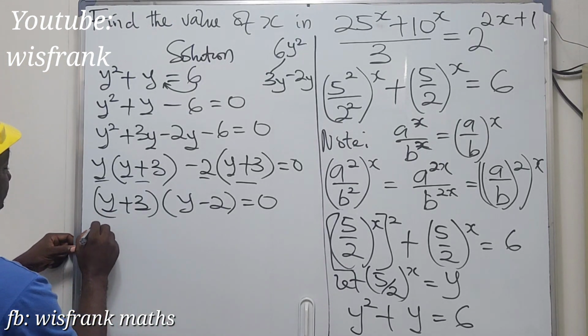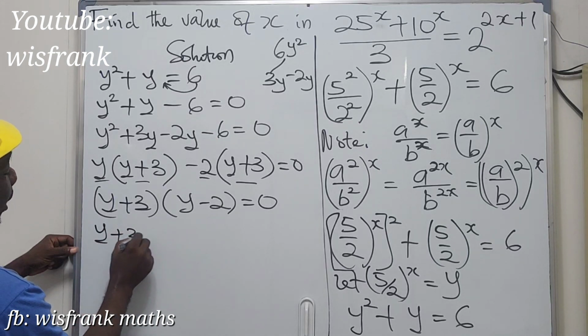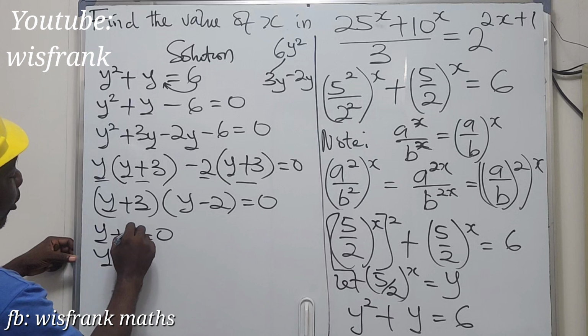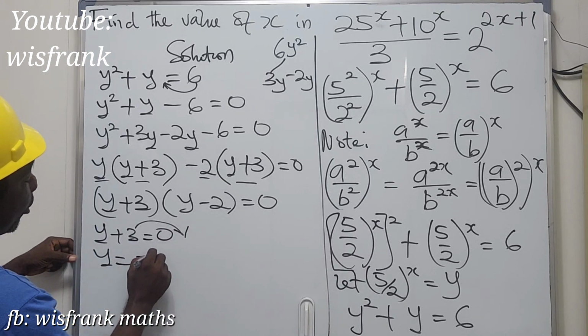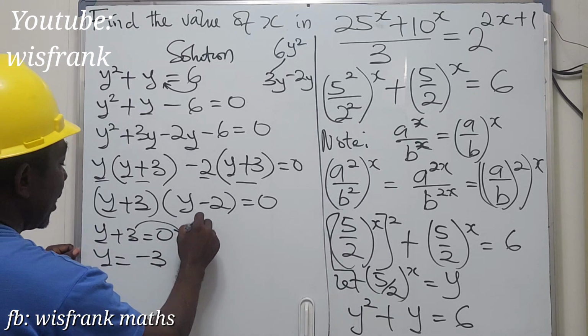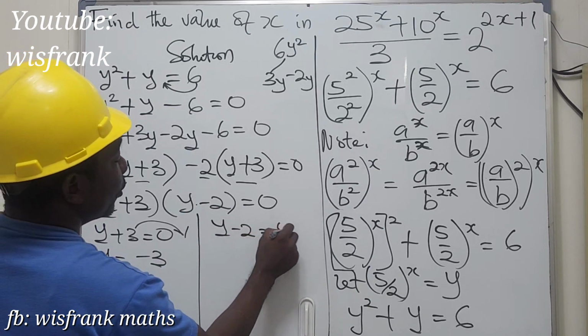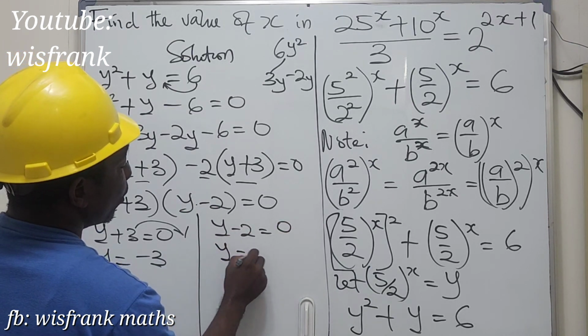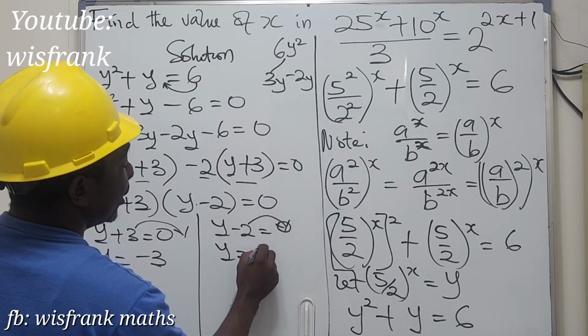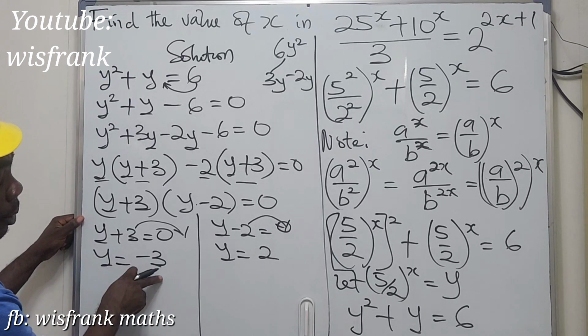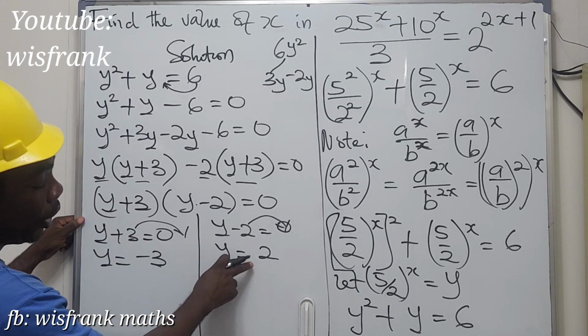So the first one here, y plus 3 equals 0. Therefore, we have y equals minus 3, because the 3 will transpose to the other side. So that is what we have for this. The second one, we have y minus 2 equals 0. So in this case, y equals 2, as the 2 transposes to the other side. So in this case, we have y equals minus 3 and y equals 2.